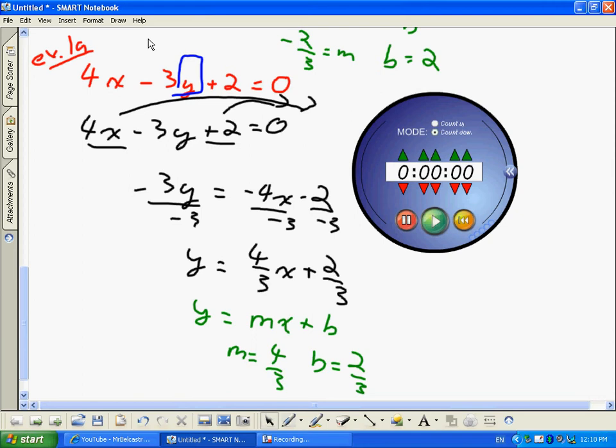A good way to figure out where that would be on a graph is to turn that into a decimal. That's 0.666666. So it's about a little after 0.6. So it's lower than 1, but above 0. Okay? It's just in between there on the y-intercept, or the y-axis.